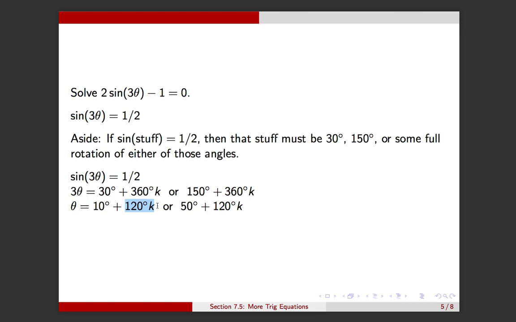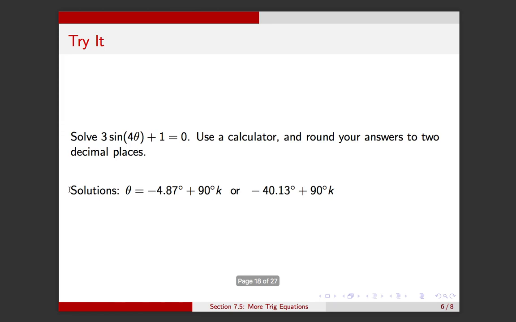You will have a third of a rotation, and that is how you solve sine or cosine, whatever, of stuff equals a number. You can just figure out the angles that target that number, and then once you have a full form like this, you can divide by this number here, this 3 in this case. So all that to say, let's have you try this. Use a calculator to solve this equation.